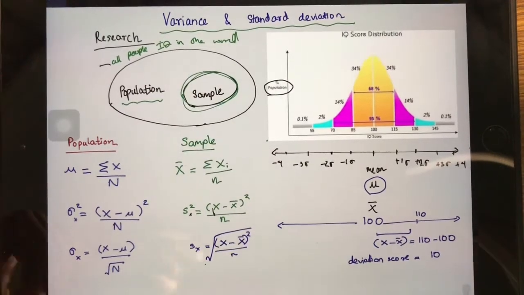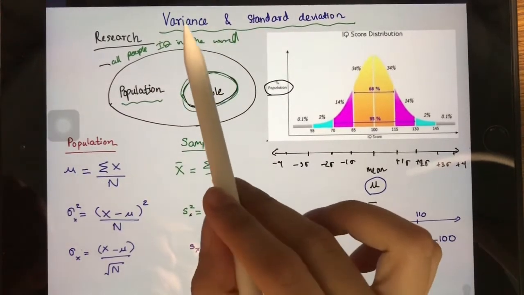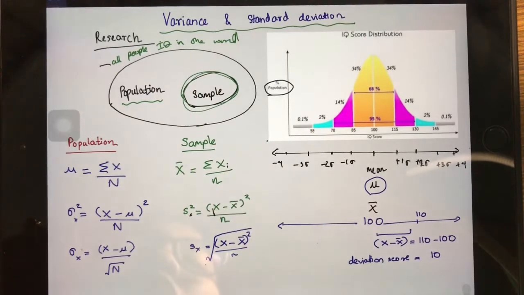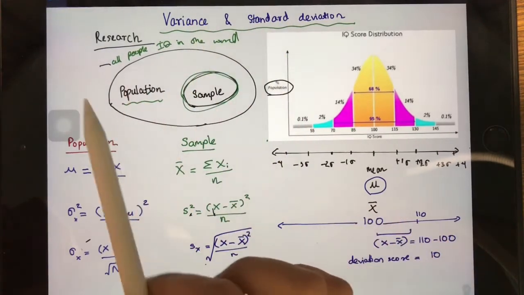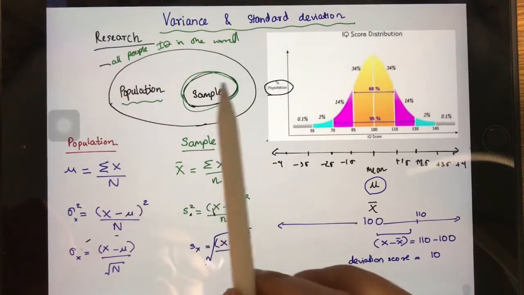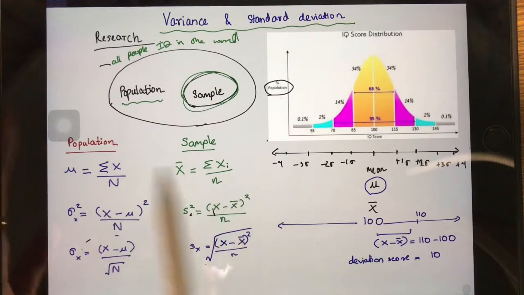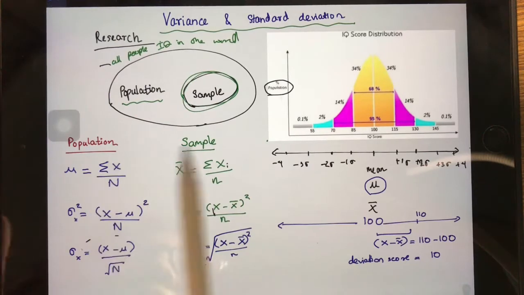Hello everyone, in this video I would like to talk about how to calculate variance and standard deviation. Before I talk about variance and standard deviation, let me just explain the difference between the population and sample, because we use different notation for population and samples.